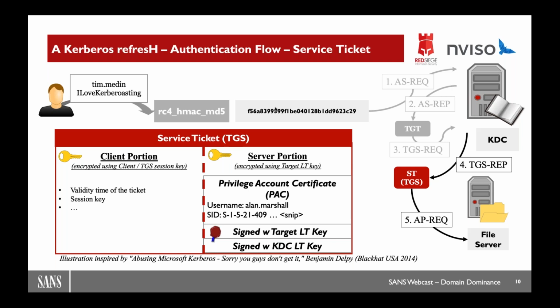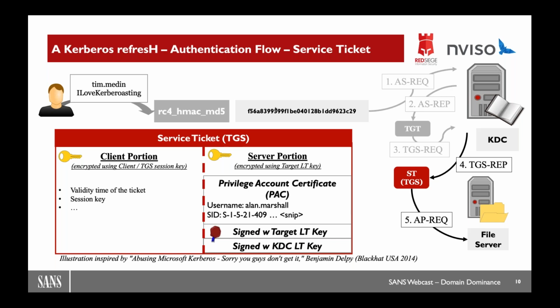But the sensitive part very much here is the server portion, because this one is encrypted using the target long-term key. There is a privileged account certificate in here, which is subsequently used by the file server to validate what privileges Alan Marshall or Timidine have. So what does that mean?